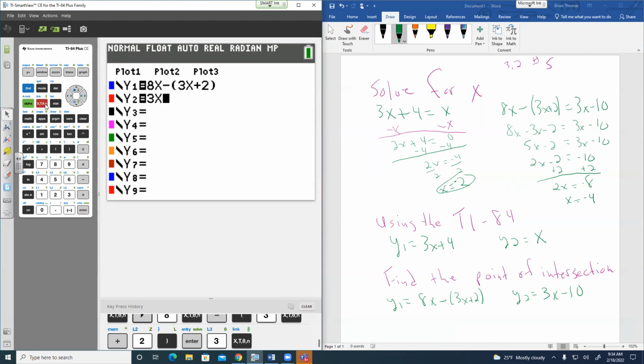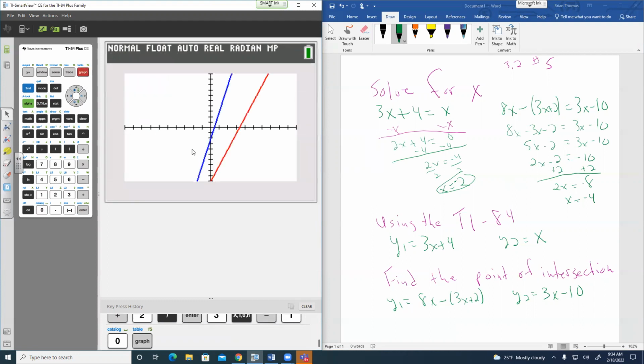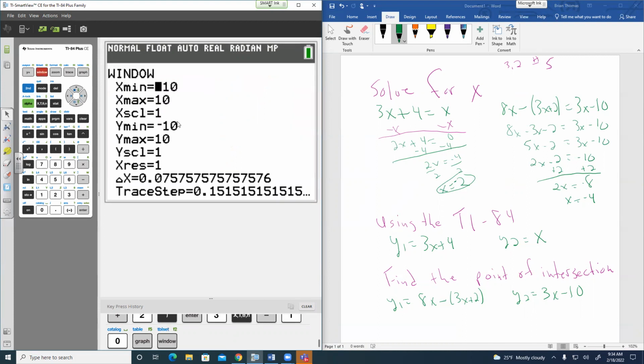So 3x minus 10. If I hit graph now, notice that I don't see the point of intersection in my viewing window. So notice that I need to really increase my y min to be a little bit more negative. So this is where you have to start messing with that viewing window. So if I go to the viewing window, my y min has to be actually further down the page. So I'm gonna make that maybe a negative 50 and see what that does. Oops, wrong button. Gotta hit the negative symbol. So negative 50.